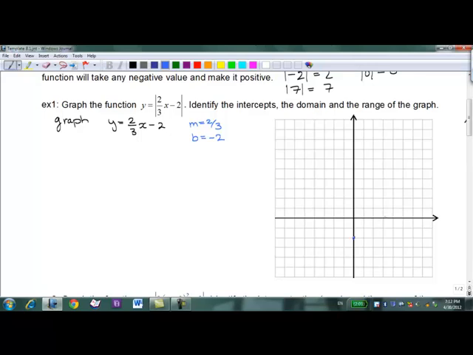So let's draw a pretty quick line with y equals 2/3 x minus 2. We cross at -2, rise 2, run 3, rise 2, run 3. And we can start seeing this shape, which is a line, manifest itself there. So there's our y equals 2/3 x minus 2. So what does absolute value do? Well, absolute value takes anything that's negative and makes it positive.